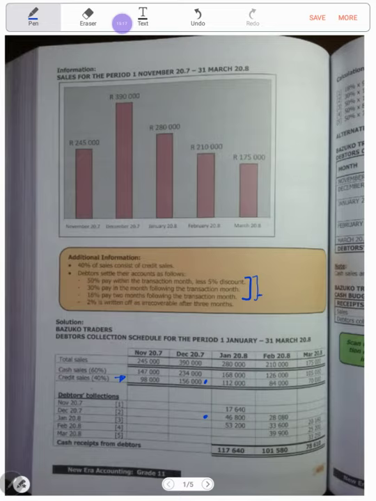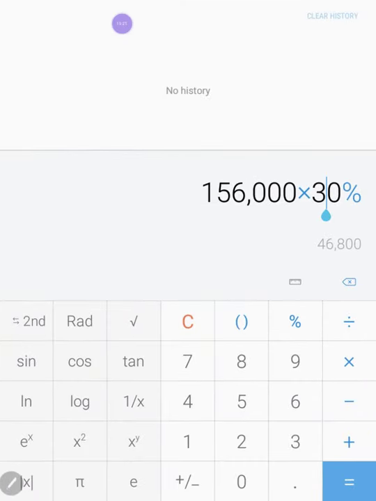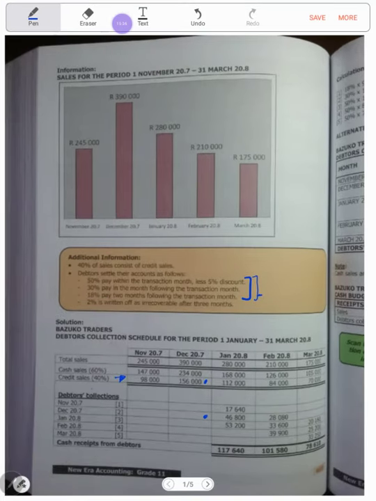So again, we take the 156,000 credit sale. And how much is paying me now? 18%. So I'm going to be receiving in the month of February 28,080. Let's go and see if we are correct. There we go, 28,080.